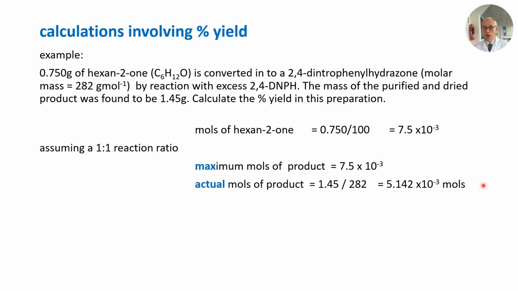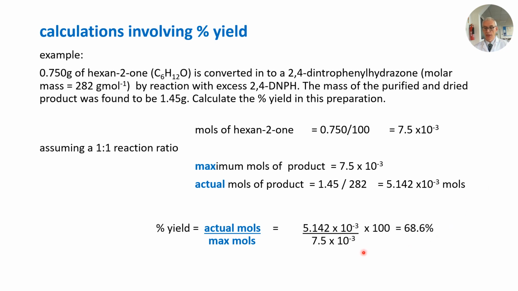But the actual moles is based on the mass of product purified and dried. So 1.45 divided by 282, the molar mass which is given to us. So that gives us the number of moles of product that were actually formed. Plug those two figures, the maximum moles and the actual moles, into the percentage yield formula, times by 100, and that comes up with an answer of 68.6%.